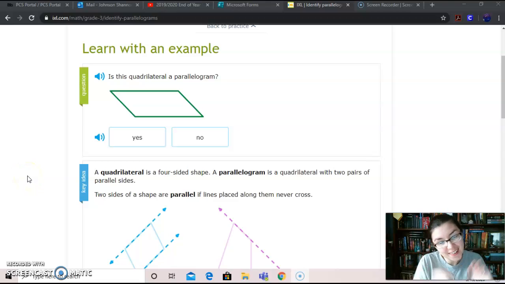Hey, third grade. Okay, so before we move on to the next part of what you're going to be learning, I wanted to go over it a little bit. So when we're talking about quadrilaterals, because this lesson's all about deciding if a quadrilateral is a parallelogram. So that's a lot of big words. First, we need to know what those mean.